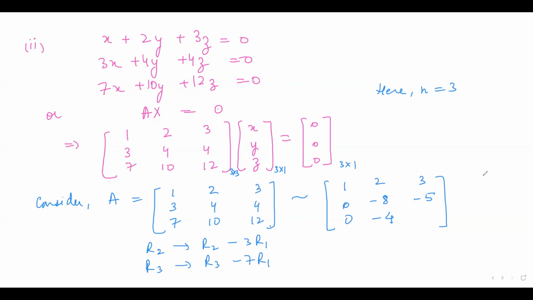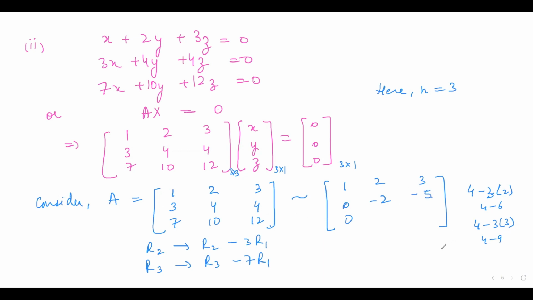So let me just write it so that I don't make any mistake. Let me do it again. Okay, so we have 4 minus 3 times 2. So that's 4 minus 6, that's minus 2. Then 4 minus 9, so that's minus 5. Okay, so this is done.